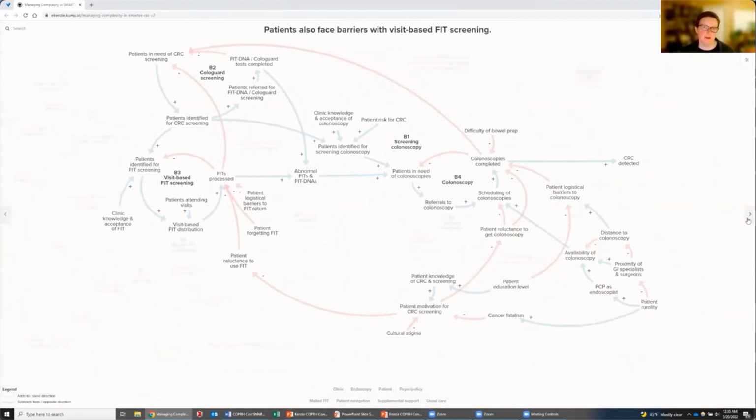And then patients also face barriers with visit-based FIT screening. They have to be engaged in preventative care with their clinic. They might not understand how to use or return the FIT. They might simply forget. The same issues around motivation and understanding the purpose of screening apply here too. And also some clinics are just not very familiar with FIT screening as an option or don't have the bandwidth to establish workflows for it.